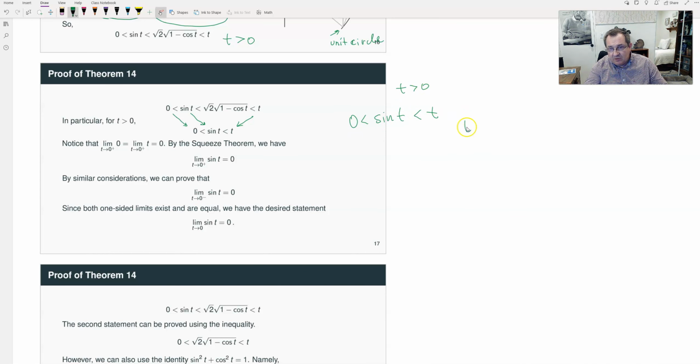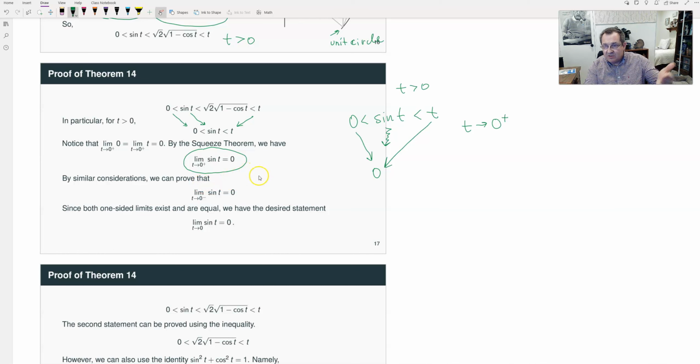Now, what is going to happen when t starts to approach 0 from the right? Well, 0 is going to stay itself. t will approach 0. By the squeeze theorem, there's nothing else for sine t to do but also approach 0. Therefore, by the squeeze theorem, we conclude that sine t will approach 0 as t approaches 0 from the right.